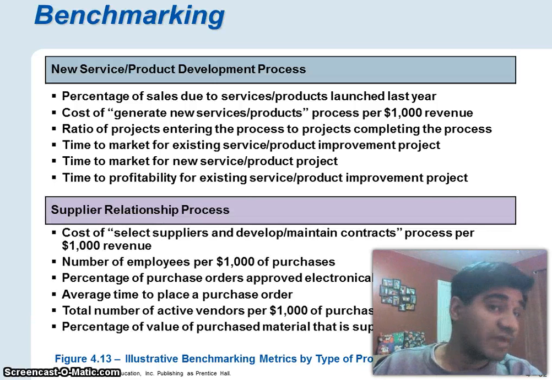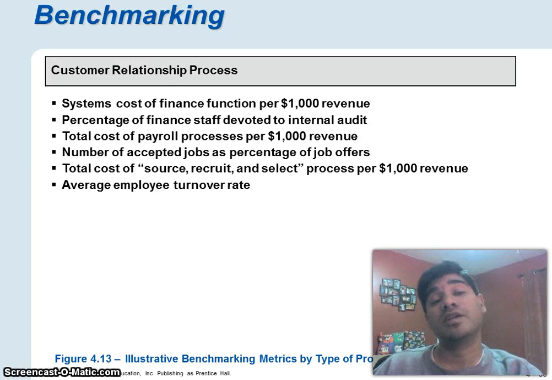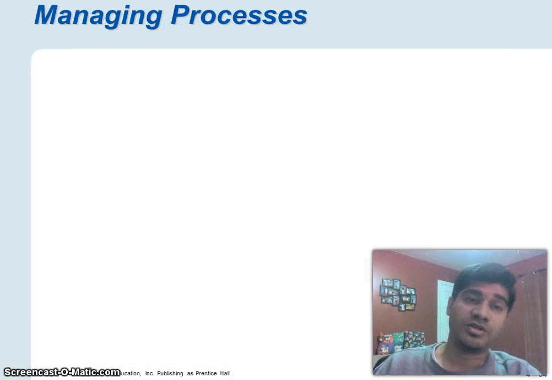You can have a supplier relationship on the supplier side. You can have again a customer relationship process, that's kind of a repeat, but more on the customer relationship end. And how does that look if you were to set up metrics for the customer relationship process?